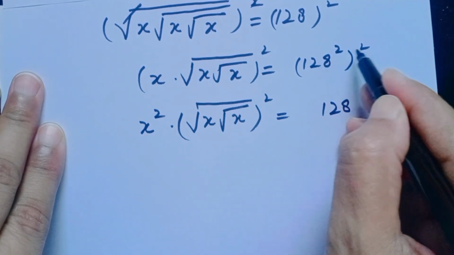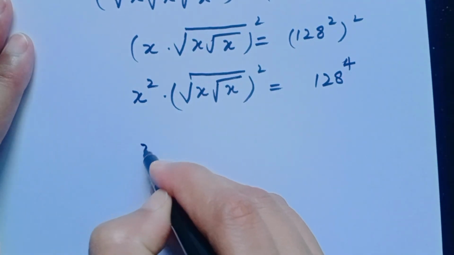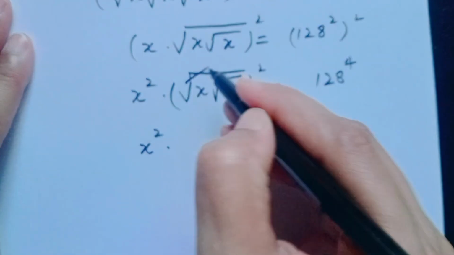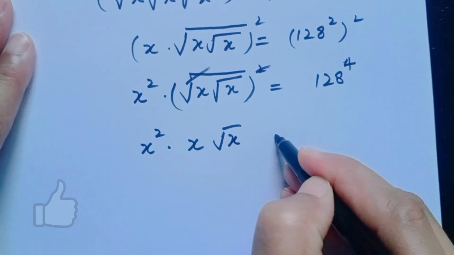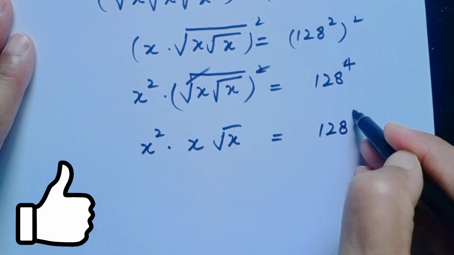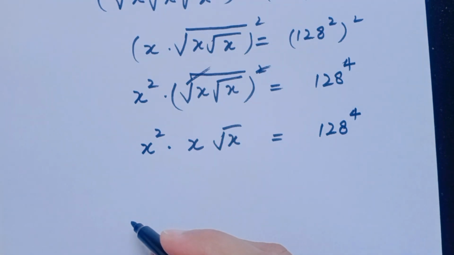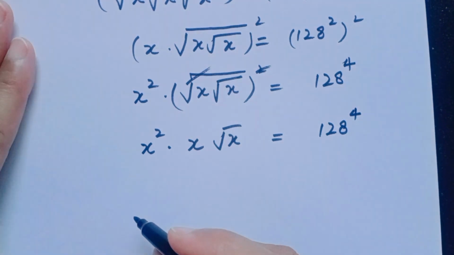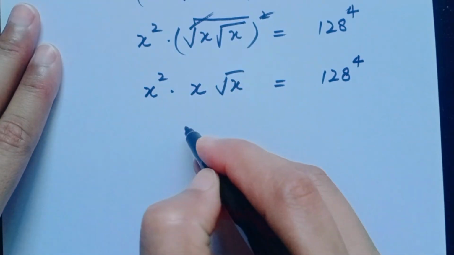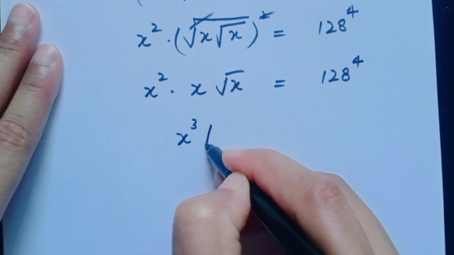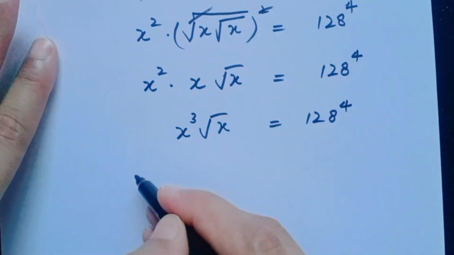So here we have x square times this square root will go with this square, and we will be left with x times square root x is equal to 128 power 4. So in the next step, because here bases are the same, we can add their powers. We can write x power 3 times square root x is equal to 128 power 4.